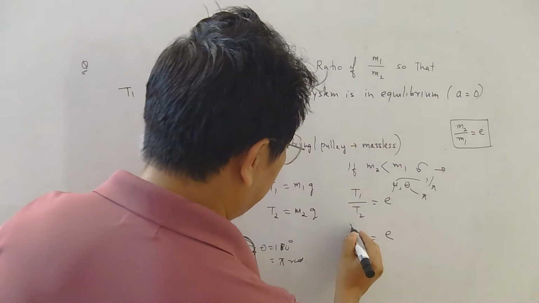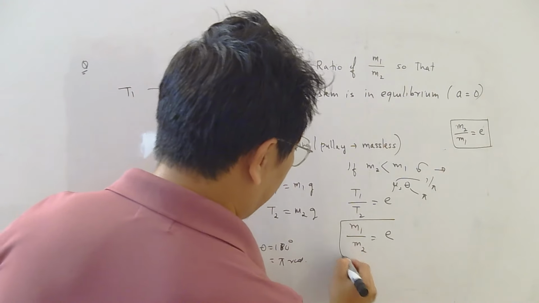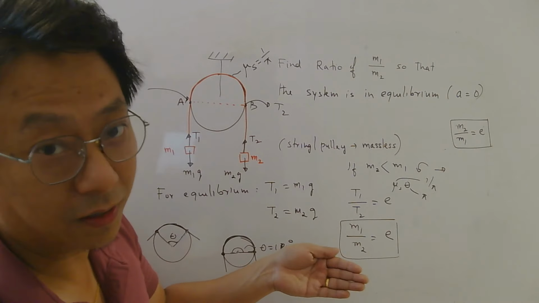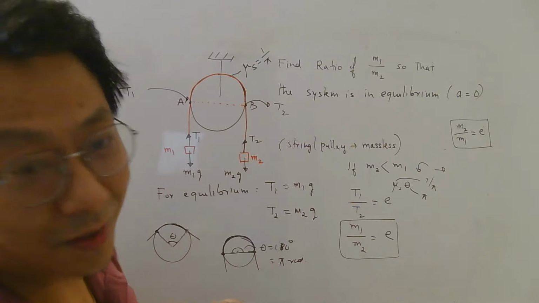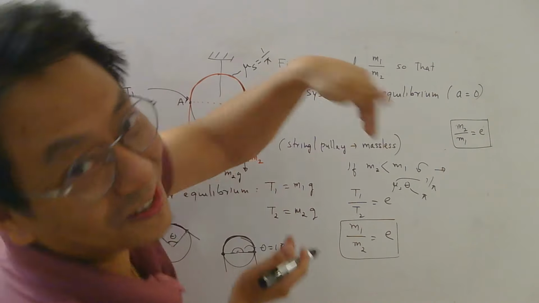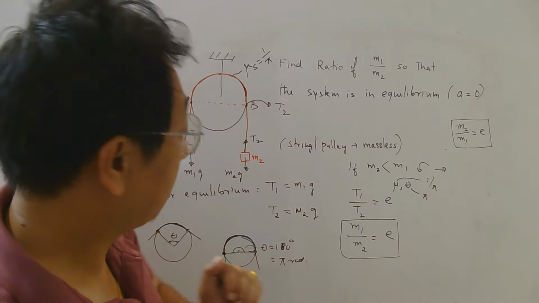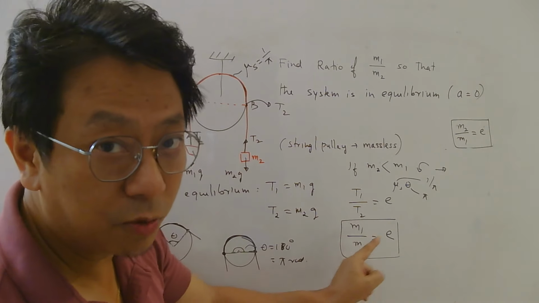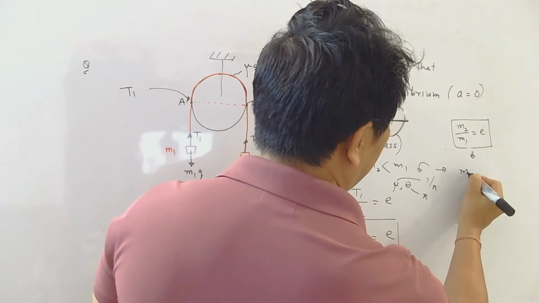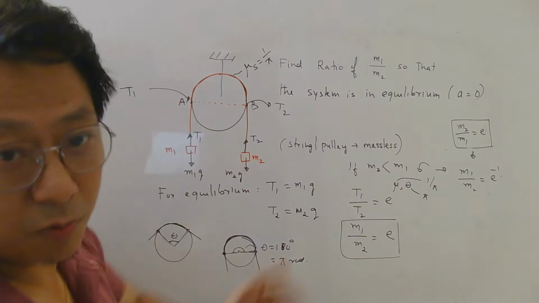And what is T1? m1g, and T2 is m2g, which cancels. So m1 by m2 should be e. So m1 by m2 should not become more than e. Then the system will accelerate this way. And here m2 by m1 should not be more than e. Otherwise the system will accelerate this way. Now what should be the ratio of m1 by m2 so that the system is in equilibrium? For the second case we got m1 by m2 equal to e. For the first case we got this, which can be written as m1 by m2 is equal to e power minus 1, isn't it? 1 by e.